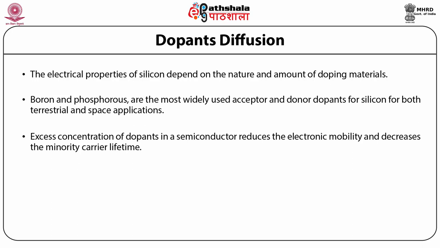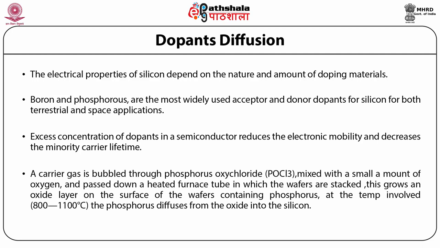In this process, phosphorus oxide is used as the diffusion source and oxygen is utilized to transfer the dopants onto the silicon wafers stacked in a furnace. So a carrier gas is bubbled through the phosphorus oxychloride mixed with a small amount of oxygen and is passed down a heated furnace tube in which the wafers are stacked. This grows an oxide layer containing phosphorus on the surface of the wafer at a temperature of around 800 to 1000 degrees Celsius. The phosphorus diffuses from the oxide into the silicon wafers.